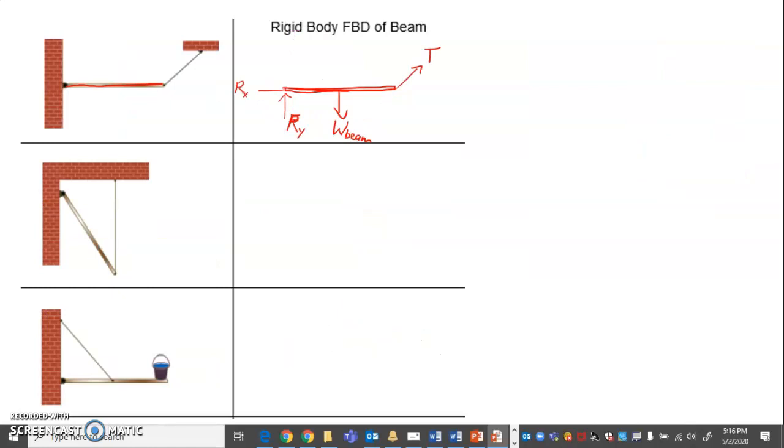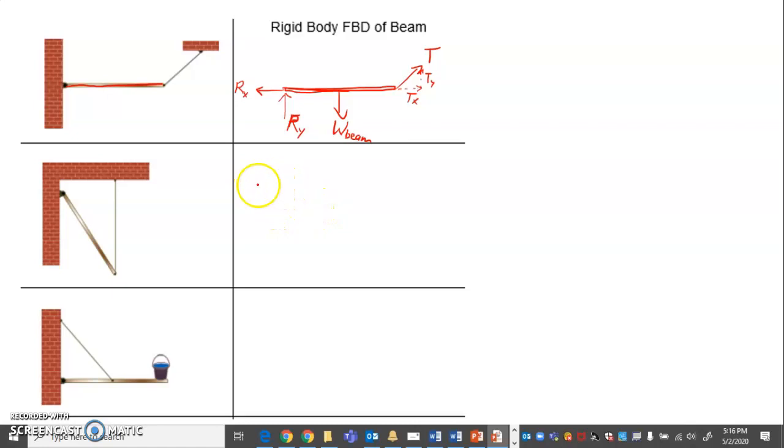Here, however, we have our force T, which is partially to the right and partially up. And so this force right here most definitely is to the left. R sub X is to the left. And that is all of the forces on that one.